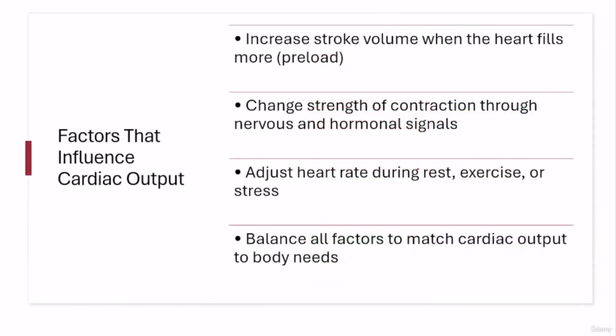Stroke volume increases when the heart fills with more blood or when the heart muscle contracts more strongly. The heart rate increases when the body needs more oxygen, and cardiac output rises during exercise because muscles need more blood. It decreases when the body is resting because the demand is lower. These adjustments happen automatically through signals from the nervous system and hormones.